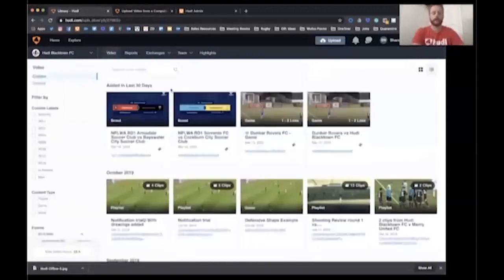Once your video has uploaded, it's going to live here in your video library. There'll be 2 key types of video in here. There'll be what we call game video, which is any games that you've uploaded or videos that you've uploaded. And then there are playlists, and playlists are like curated clips of key moments from one game or multiple games that you've compiled to share with individuals or the group.